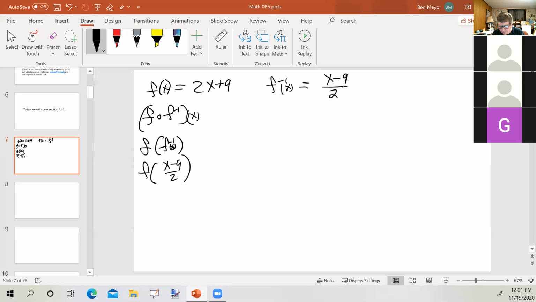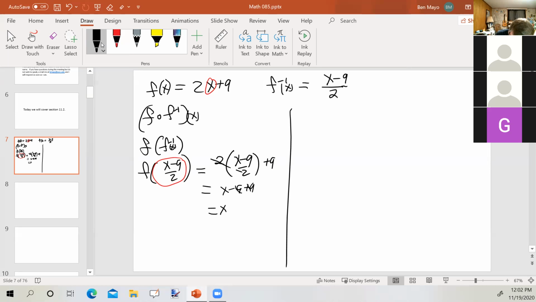So far, so good? Yes. So I'm going to take all of that and put it right there. So that's going to be 2 times the quantity x minus 9 over 2, plus 9. Simplifying that, it's going to be x minus 9 plus 9, which is going to be x. So far, so good. Remember I said, if they're inverses, when we compose them both directions, we should get x as the answer.